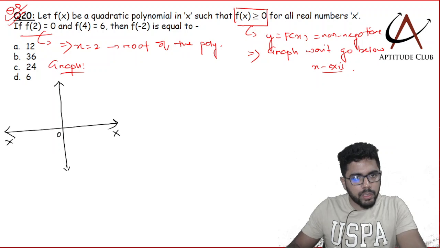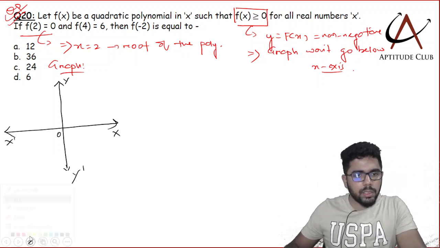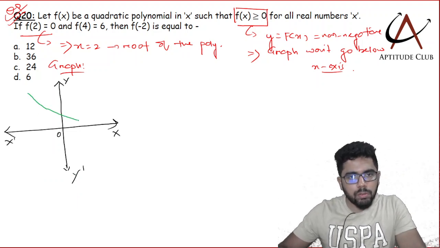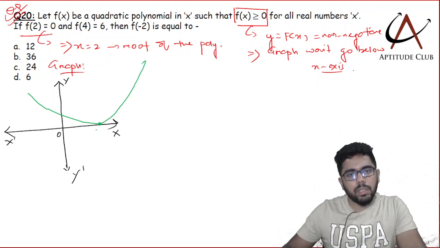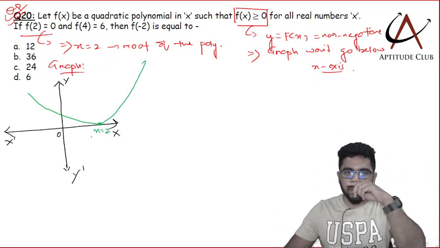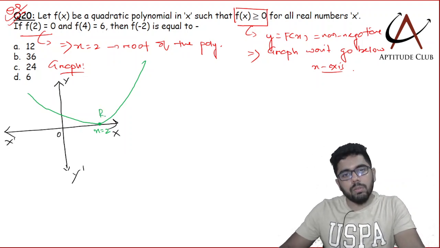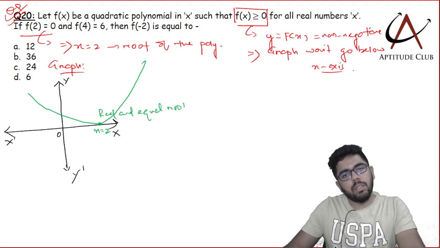X'Ox, Y'Oy. Now you see there are three possible scenarios. Either my graph, x equal to 2 is a root. So the graph is like this parabola at x is equal to 2. Now here I can say it is real and equal roots, and the discriminant is equal to 0.